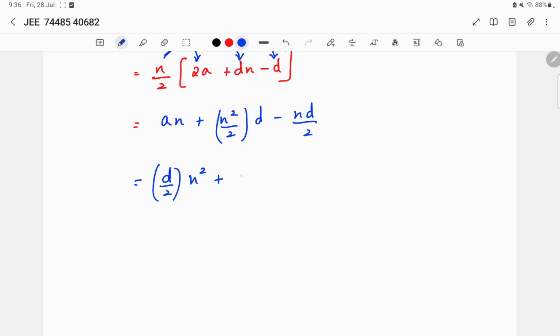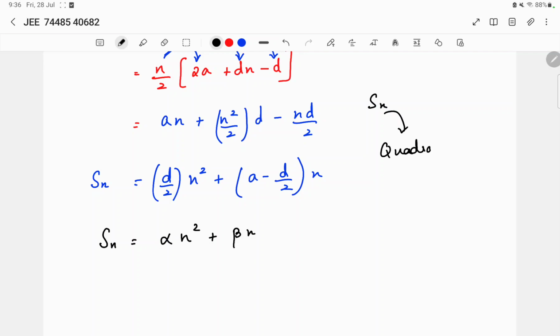plus a minus d by 2 into n, because here also I have n, here also I have n, and here also we have n. So now this is nothing but Sn. So here I can write Sn equal to alpha n square plus beta n, because d by 2 is some constant.